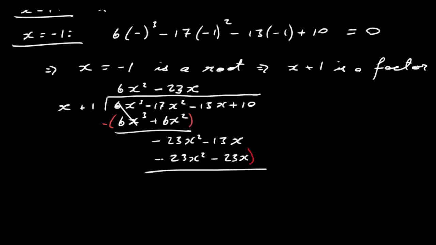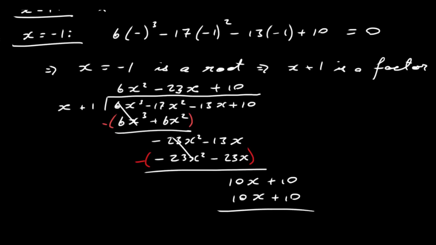So let's just subtract these ones. And this becomes a plus, so you get minus 13 plus 23, which is plus 10x. Bring down the plus 10. Divide the x into 10x, you get plus 10. Multiply, you get 10x plus 10. Put a line underneath again, subtract, and you can see again here that this will just give us 0. So this here is also a factor.